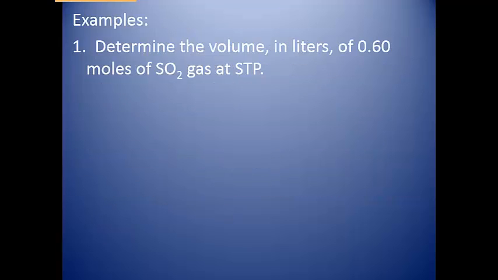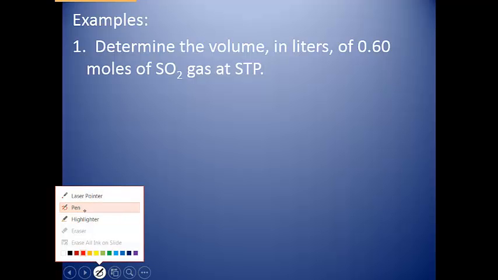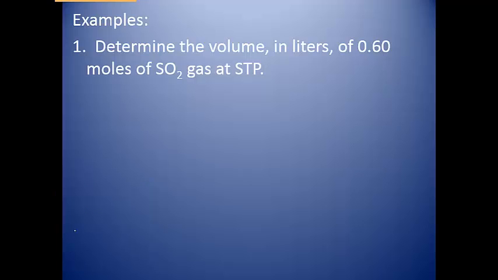So let's do an example of how we can use this to figure out volume or to figure out moles. We are going to be doing some more converting. Now we want to determine the volume, so we're going to be doing liters in this case, and we know that we have 0.60 moles of sulfur dioxide, and we are at STP. That's really important. If we're not at STP, then that 22.4 liters per mole ratio does not work. So that's an important key feature right there at STP.